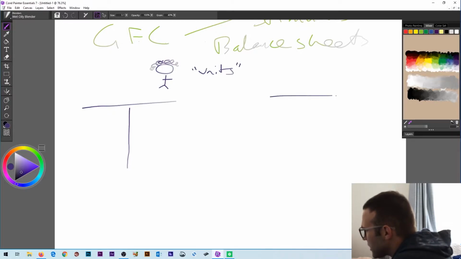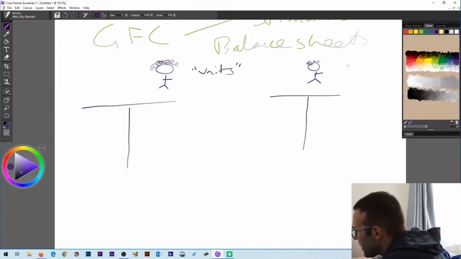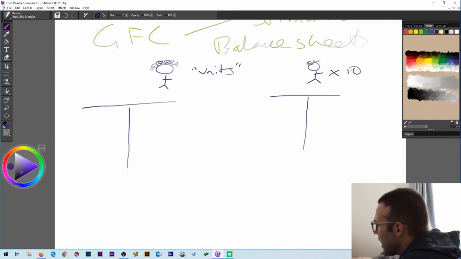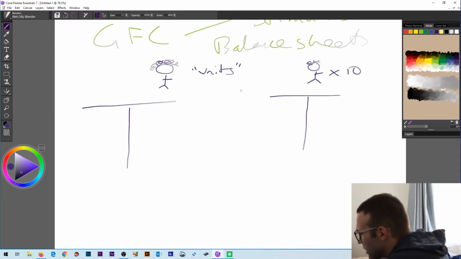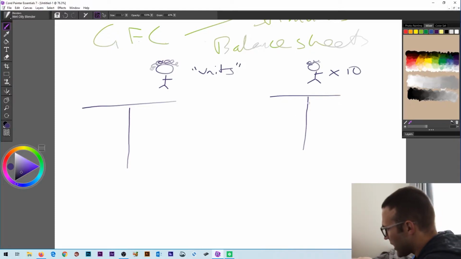And there are 10 people in the society. Here we have 10 people. They have okay hair, but not as gorgeous as yours. That's why you're the leader. There's times 10. And these people have agreed to use your money. They trust in you, etc. And this is their consolidated balance sheet.